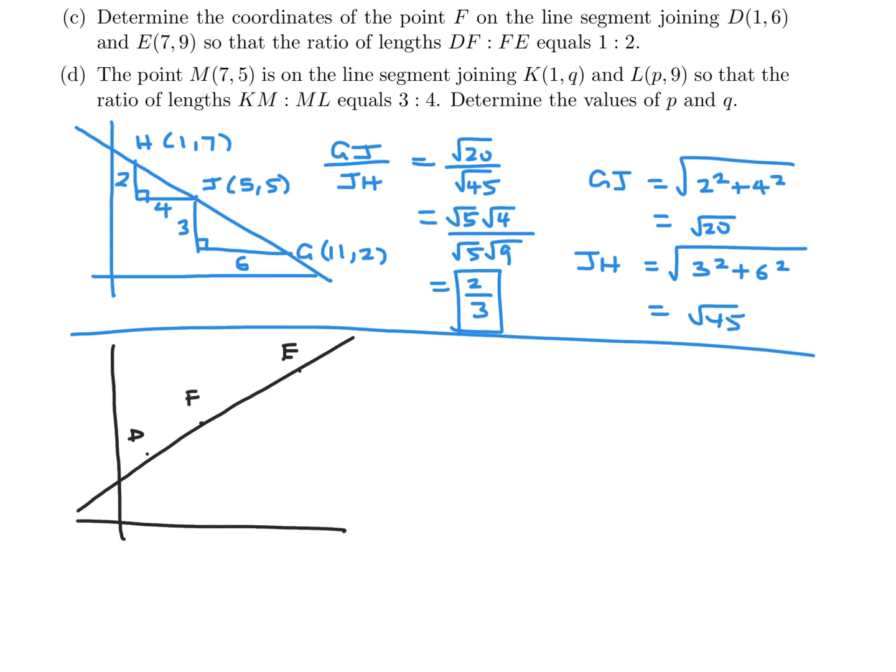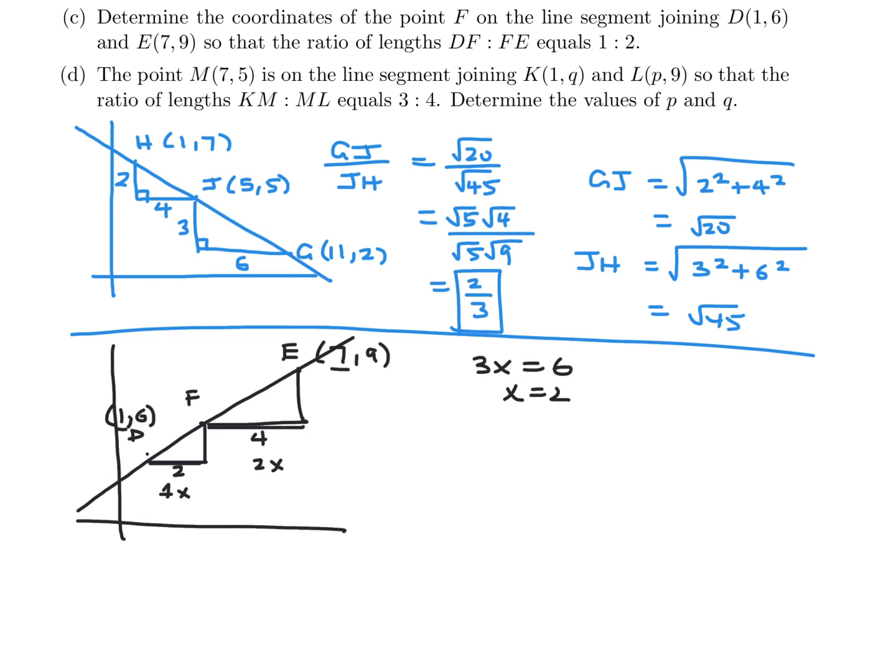And they want you to figure out the coordinates of F, in the ratio 1 to 2. Okay, let's draw those triangles again. From here to here is going to be 1, and from here to here is going to be 2, like 1x, 2x. So what was D? It was (1, 6), right? And E was (7, 9). So from 1 to 7 is 6, and we want to break it up into 3x. So 3x is 6, so x is 2. So this is 2 and this is 4.